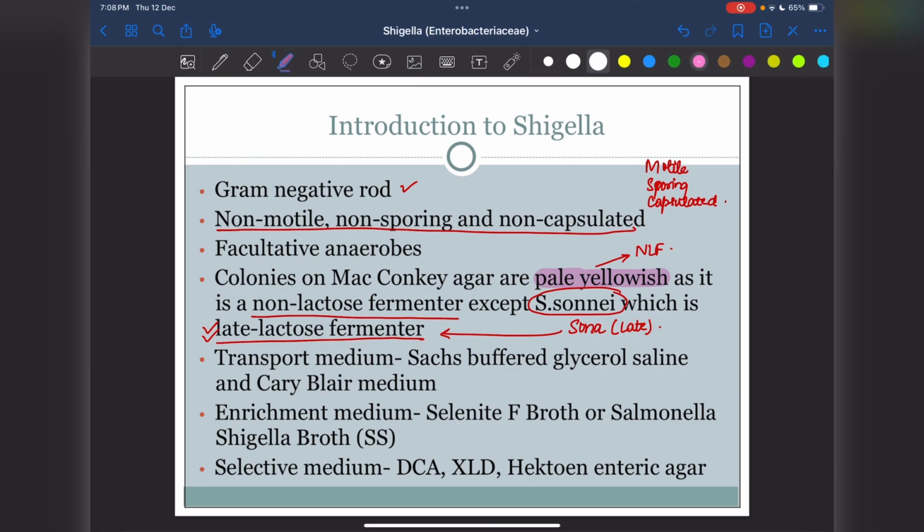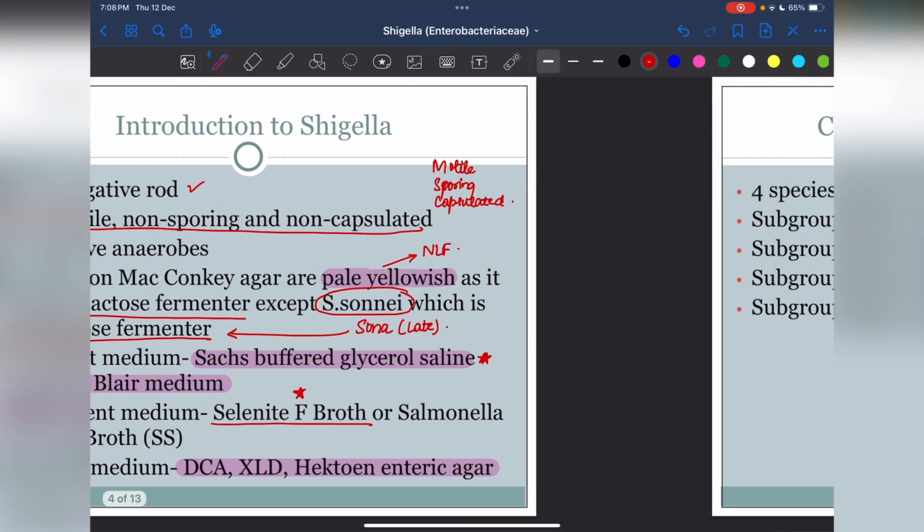You should know the next three kinds of media, as they're important for your laboratory diagnosis as well. Transport media are Sach's buffered glycerol saline and Cary-Blair medium. The one you need to remember is Sach's buffered glycerol saline, as it is very important. Enrichment medium, one important one you have to remember is selenite F broth, and Salmonella Shigella agar. Selective media, there are three: DCA, XLD, and Hektoen enteric agar. DCA means deoxycholate citrate agar, XLD means xylose lysine deoxycholate agar, and Hektoen enteric agar. So that was the introduction to Shigella.